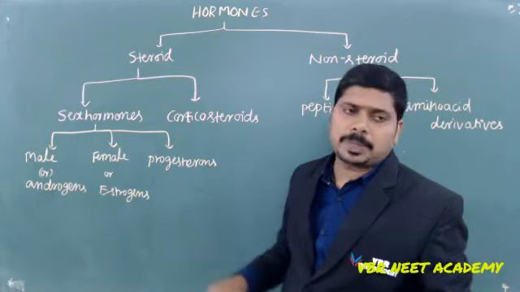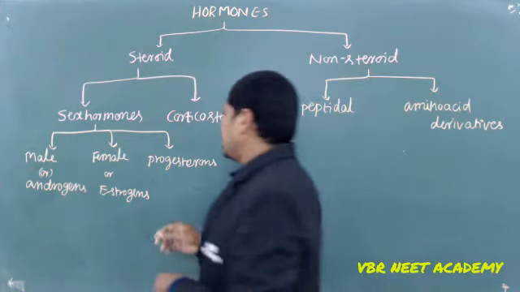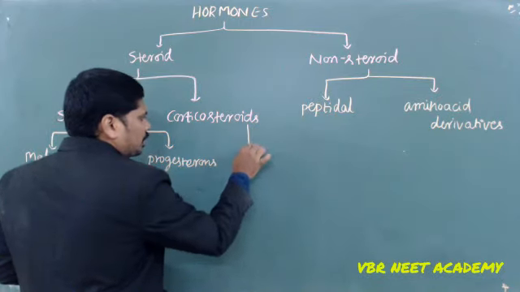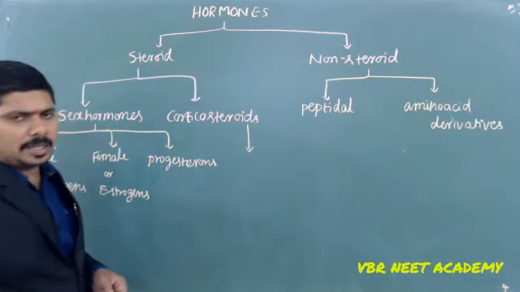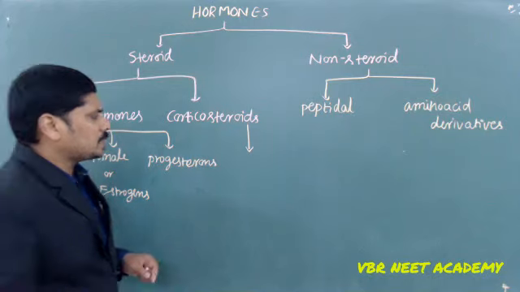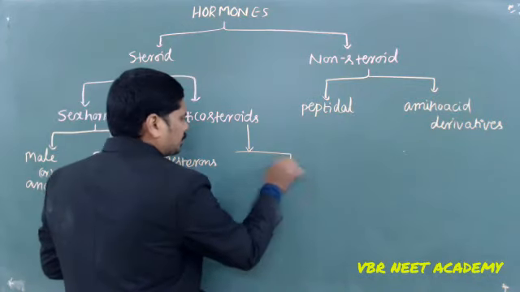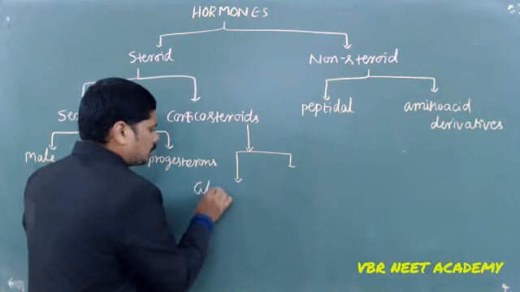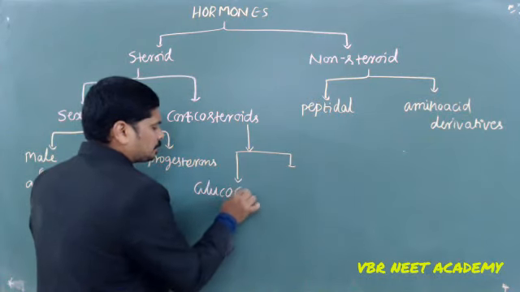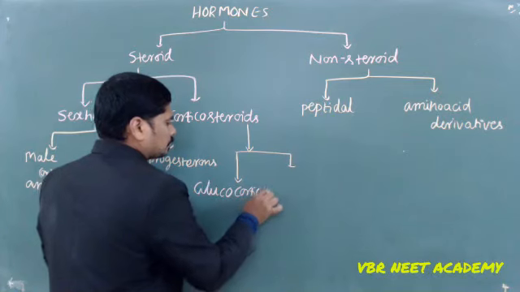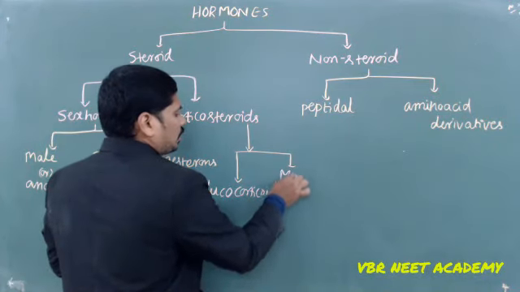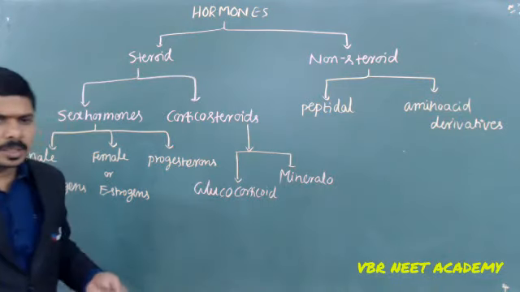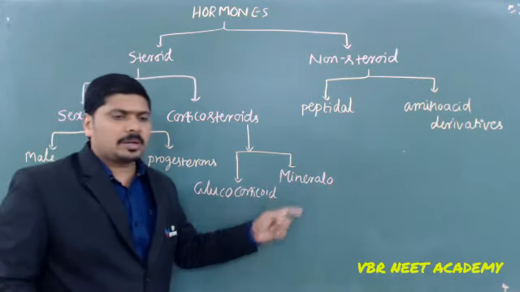So these all come under sex hormones. They are present in the body. And coming to the corticosteroids, these are produced from the adrenal. These corticosteroids are of 2 types: glucocorticoids and mineralocorticoids.